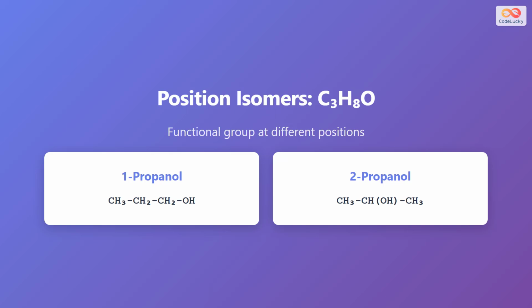Position isomers have the functional group at different positions. Using C3H8O, we can create two alcohols. One, 1-propanol, has the hydroxyl group at the end: CH3CH2CH2OH. 2-propanol has the hydroxyl group in the middle: CH3, CH with hydroxyl attached, CH3. The functional group is the same, but its position changes.